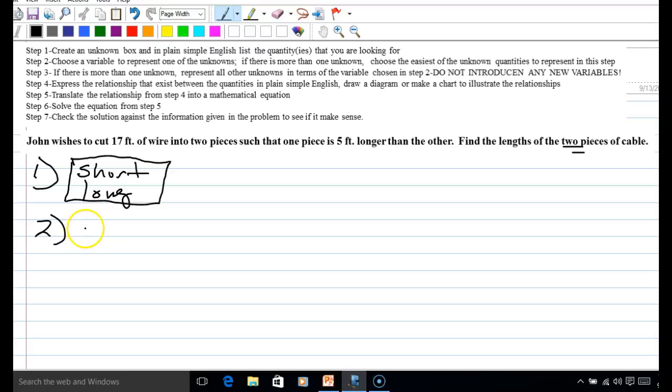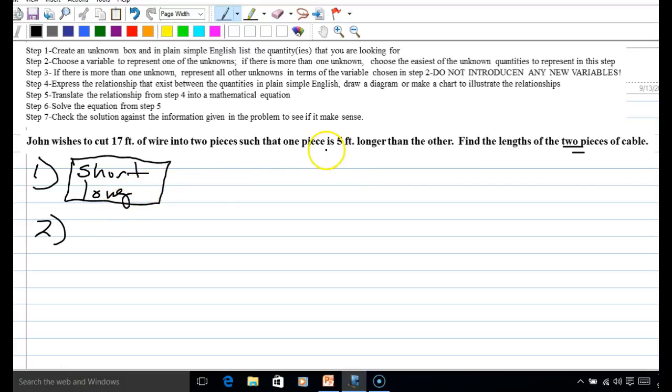So I need to choose a variable to either represent the length of the short piece of cable or the length of the long piece of cable. Now this is not a trivial step, because you can make the problem easy to solve or you can make it more difficult to solve depending upon the choice of the variables here or the choice of the unknown that you choose to represent. In general, always choose the easiest unknown quantity to represent in this particular step.